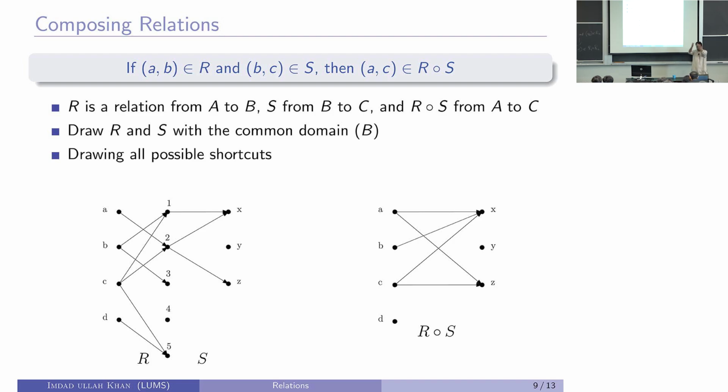So these are the intermediary, the B's, this domain B, the second domain of R and the first domain of S that serve as the intermediary between elements of A and elements of C. Make sense? That's the composition of relation, just like we did.